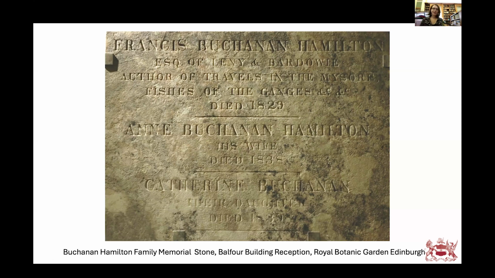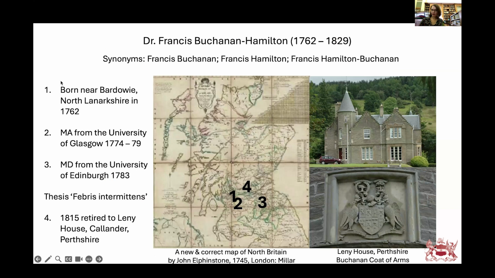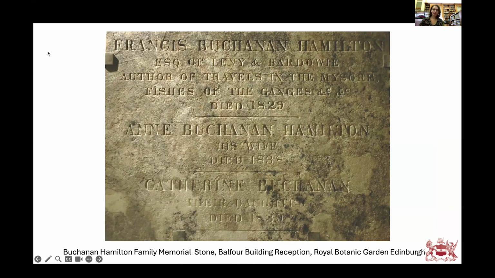Okay. So this might seem like a very odd first slide for this talk, but it's a curious thing that when you enter the Royal Botanic Garden, Edinburgh, into the science buildings, there is this plaque which commemorates the author of Travels in the Mysore and Fishes of the River Ganges. So the reason for this is that Buchanan-Hamilton managed to successfully publish Fishes of the River Ganges, and it was the only scientific publication that he voluntarily managed to publish in his lifetime.